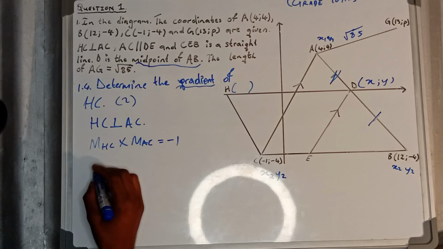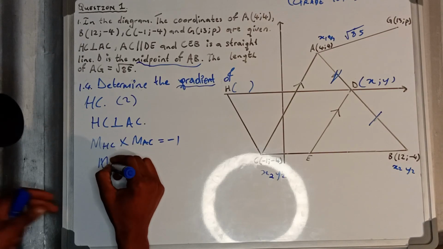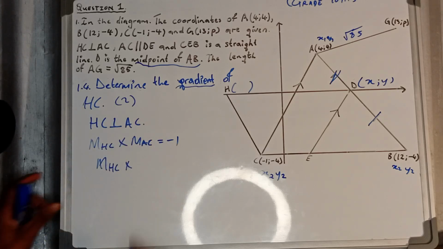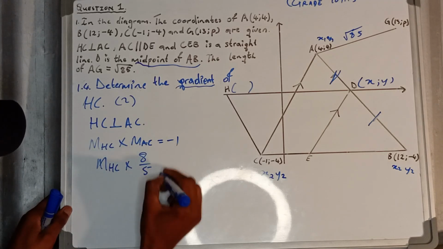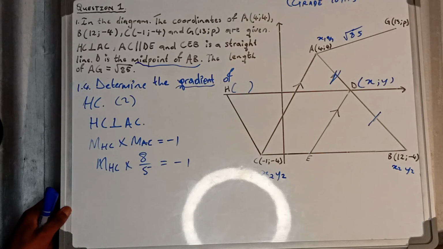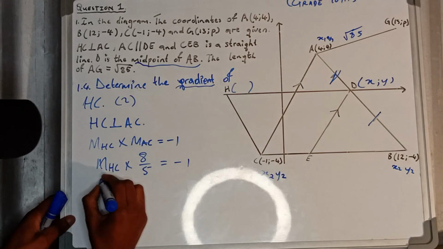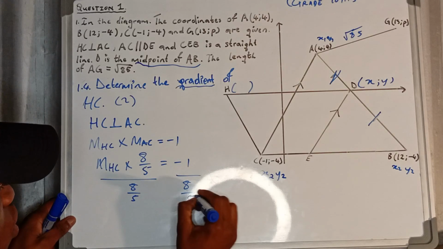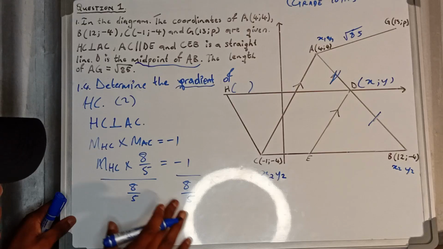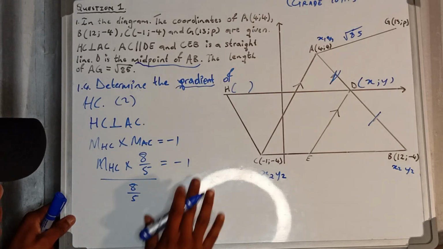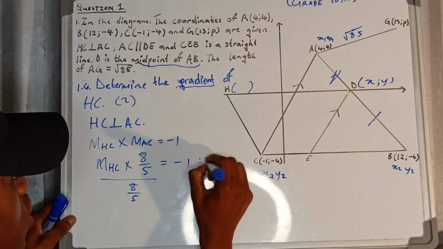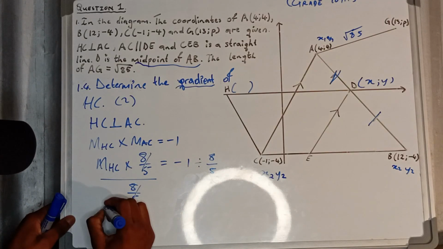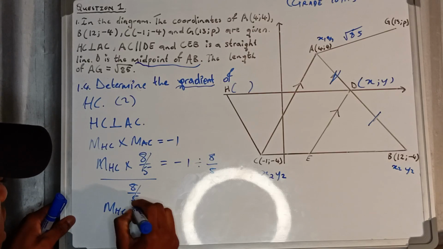Do we have the gradient of HC? No, we are determining it. So that will be the gradient of HC multiplied by, we substitute, the gradient of AC, which was 8 over 5, equals -1. Then we divide both sides by 8 over 5. What you do on the left hand side, you must also do on the right hand side. The 8 over 5 cancels, and we are left with the gradient of HC equals.